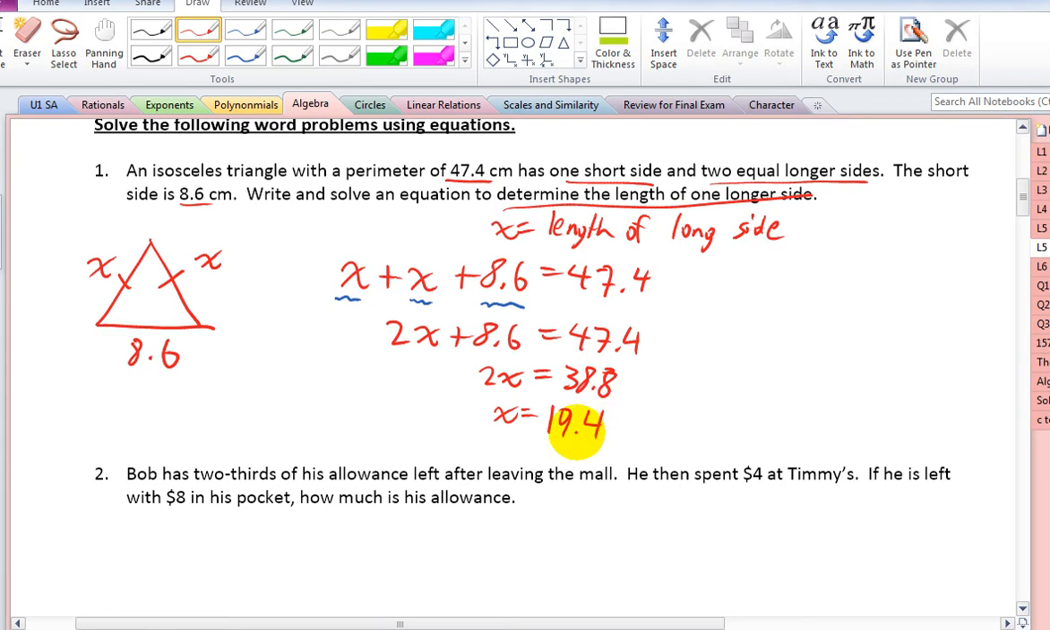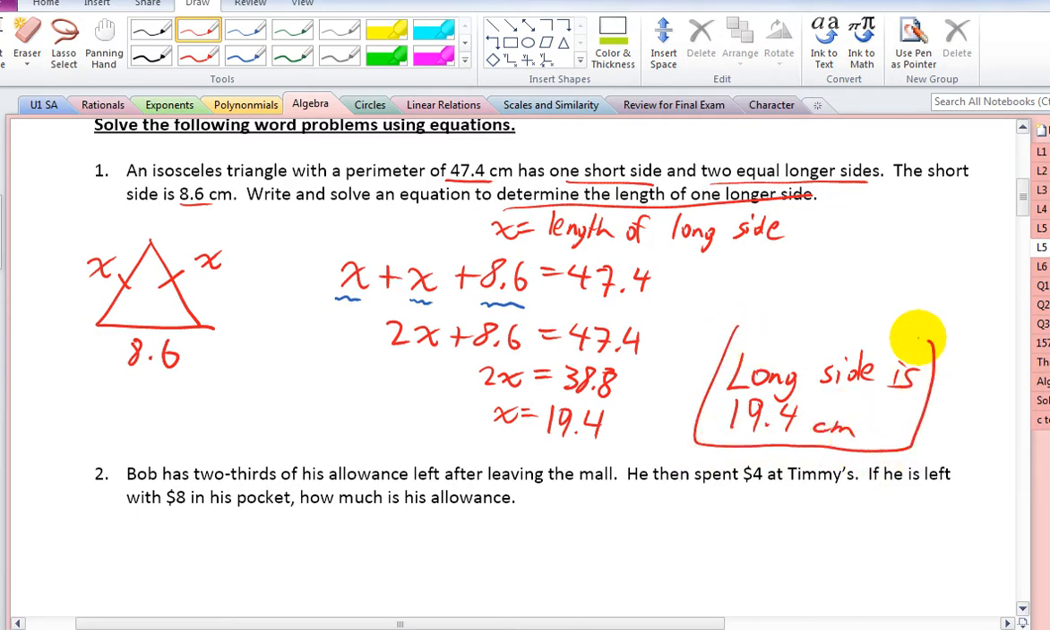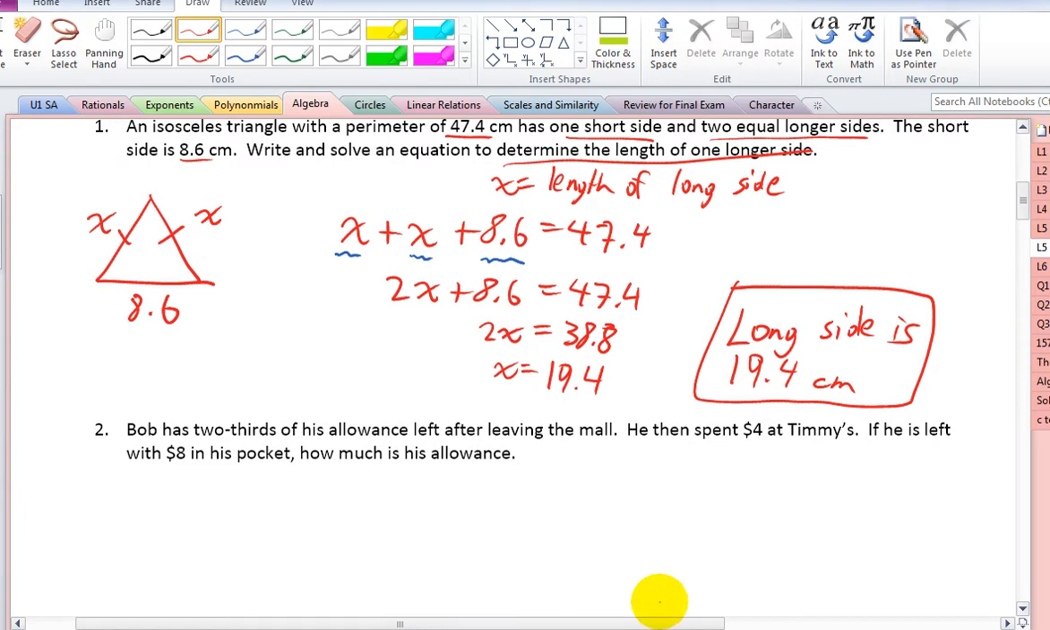So x equals 19.4. So a quick little sentence. The long side is 19.4. Oh, what's my units? Good. And that's kind of why we do the sentence, to make sure that we have units, make sure we answer the question. Okay, next one. Have a read, underline the important stuff. Go.